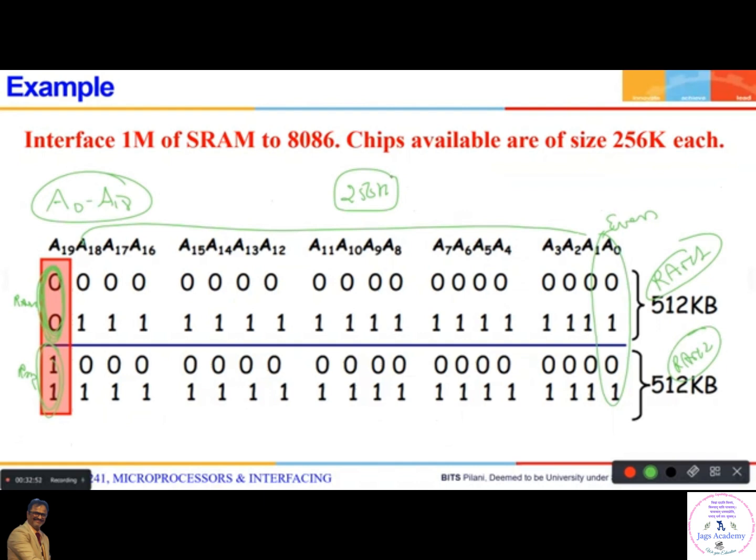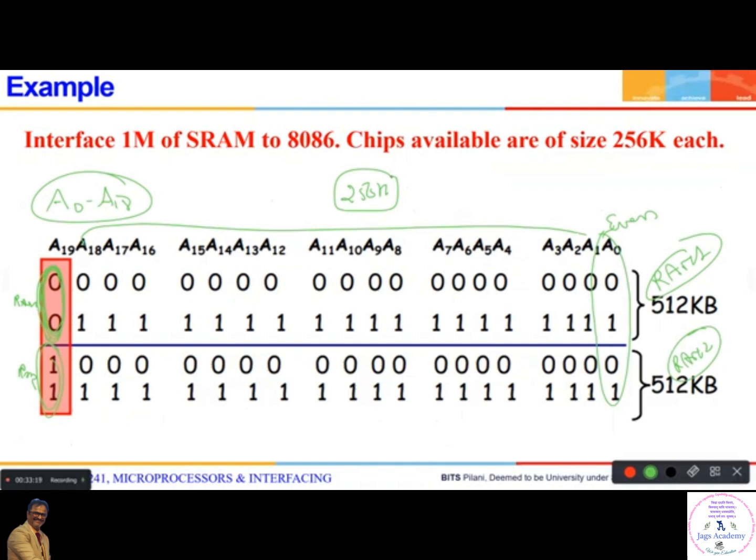How many address lines are required for 256K? Calculate. You require 17 address lines, right? Yes or no? 17 or 18. You need 18 address lines, right? And from where are you going to take that, from A0 to A19 of the microprocessor? From A1 to A18, yes or no?